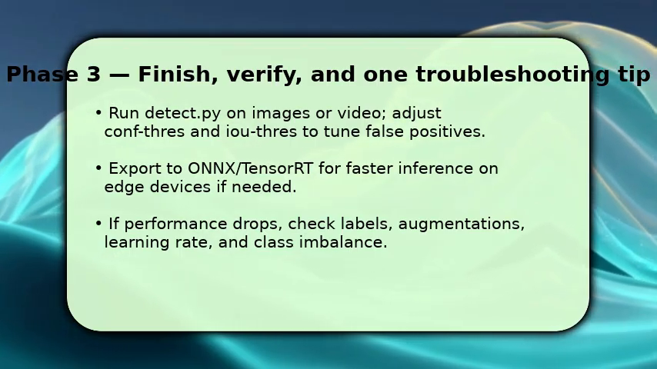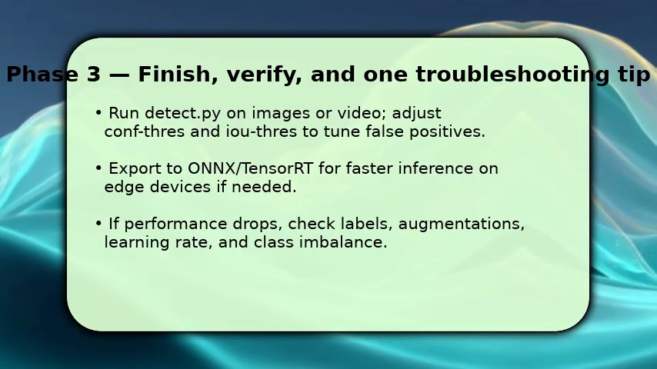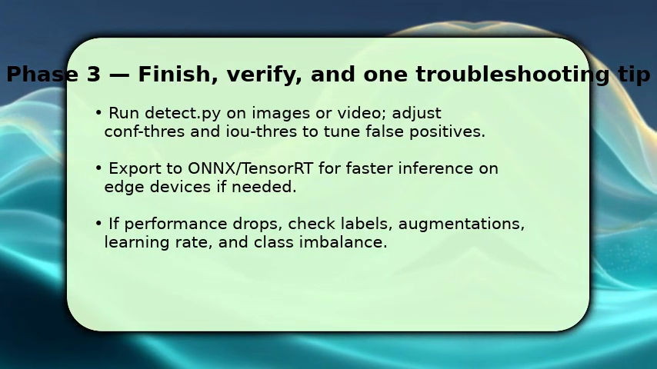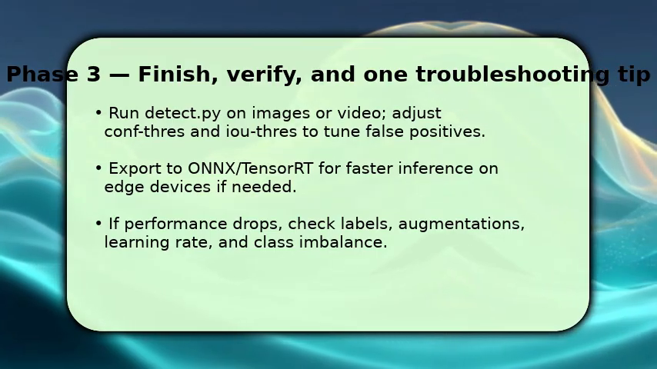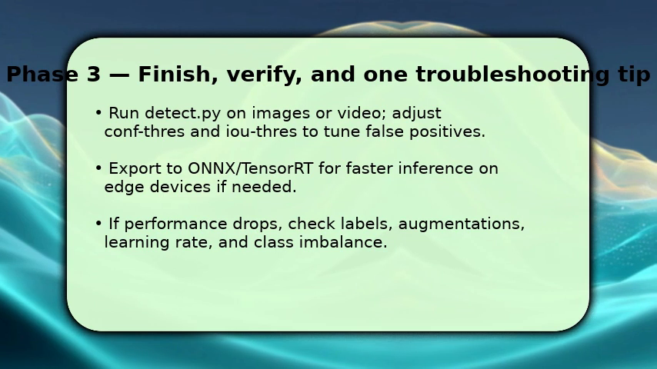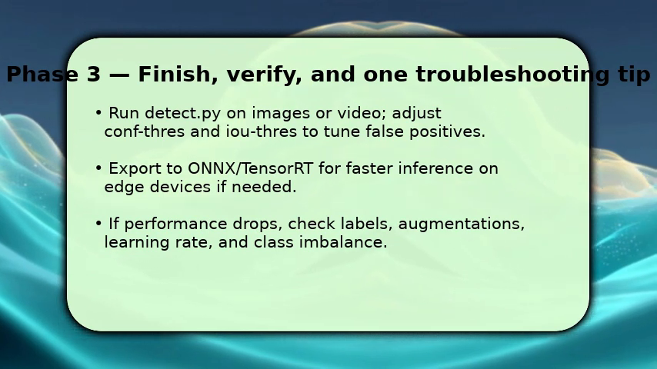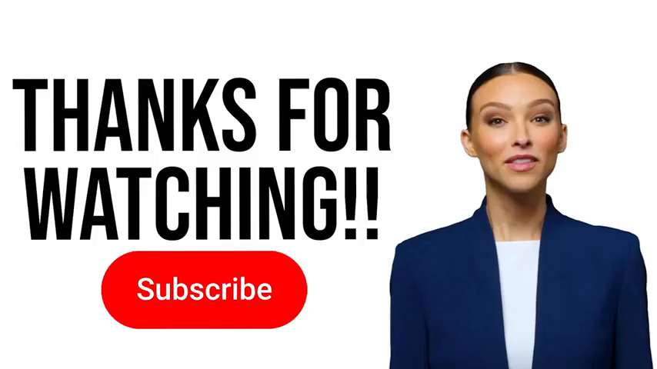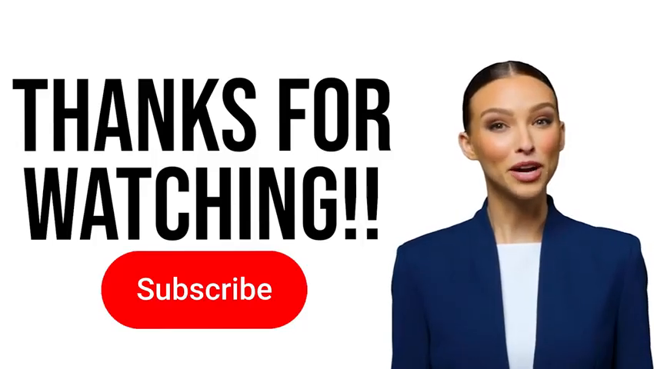If results look off, troubleshoot methodically. Inspect label quality first, then augmentation settings, and whether your learning rate is too high or low. Also check class imbalance, reweight or oversample rare classes, because small dataset issues are the most common cause of poor performance.